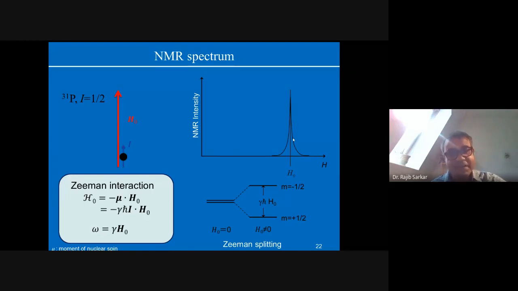You apply the static field. For example, you have a spin-half nucleus, and then you have a Zeeman interaction, and then you have a resonance condition, and then you get a field-sweep NMR spectrum. You get a kind of H0 field. You get a resonance position. Yeah, you get a resonance line.